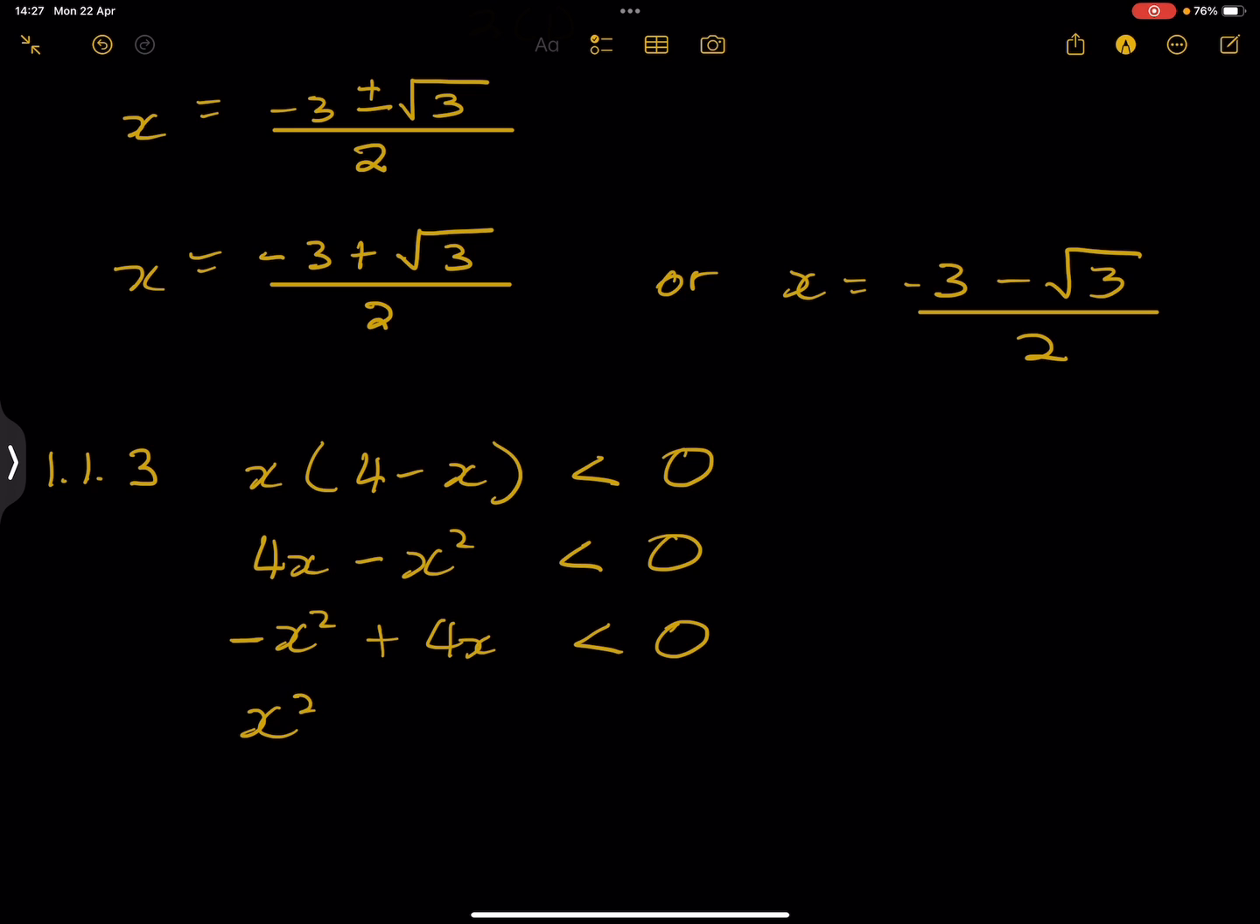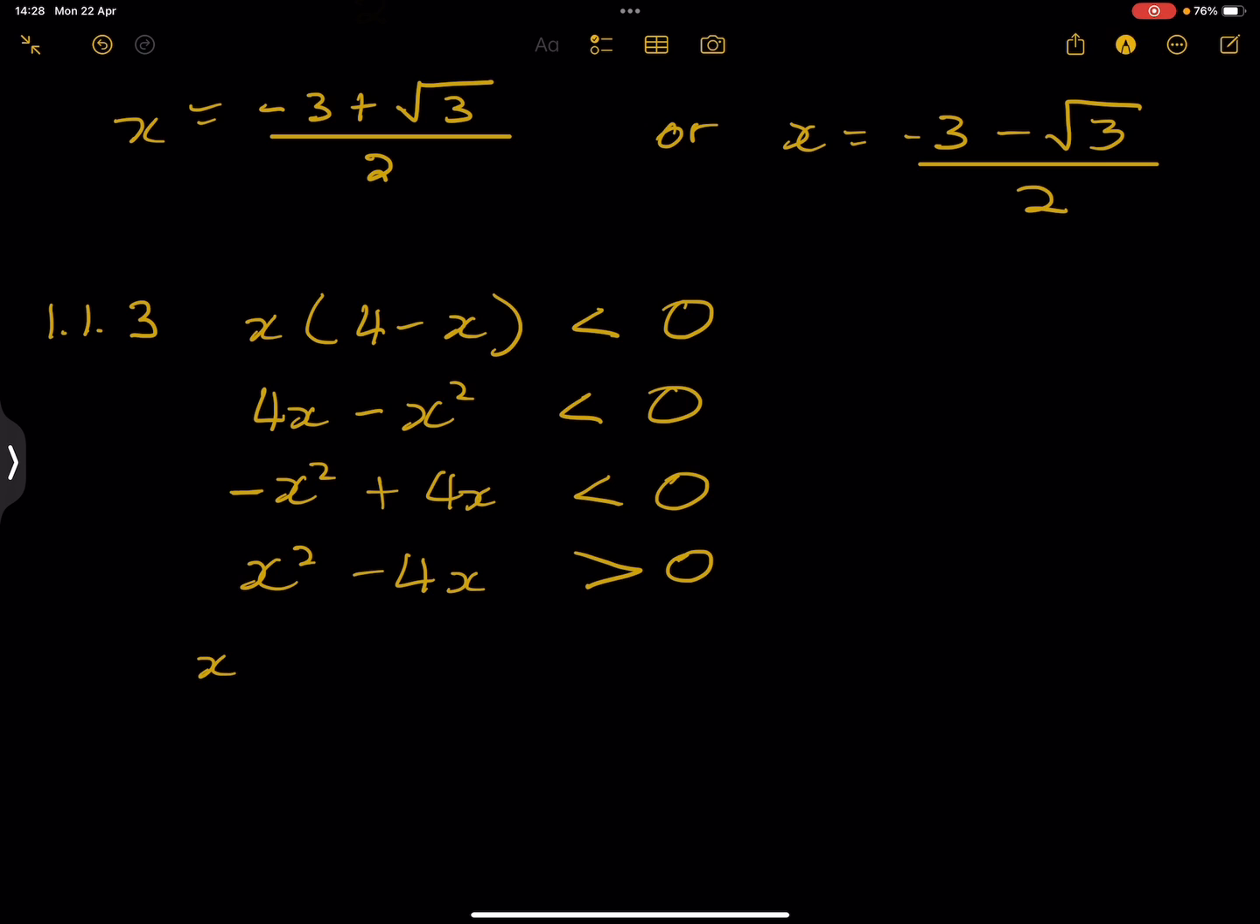So this will be x squared minus 4x greater than 0. Remember, once you multiply by a negative, the inequality changes sign, right? So what do you have? You've got x into x minus 4 is greater than 0. I wanted you guys to see that part, right?